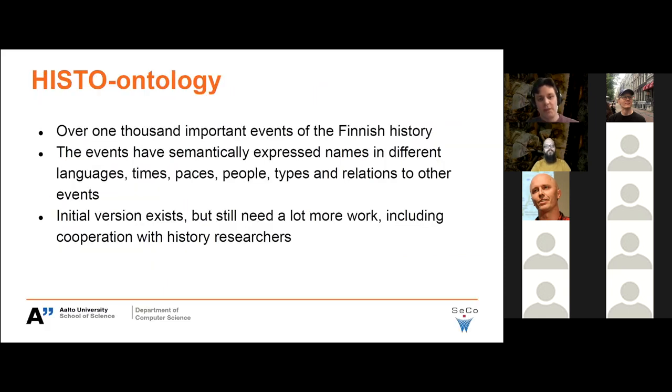So what we have currently in the history ontology, there is over 1,000 usually probably important events of Finnish history, and we already have some semantic description of those events and different language times, places, people, and the different types relates to other events. However, while the initial version does exist, we do still need a lot more work and cooperation with researchers of history.